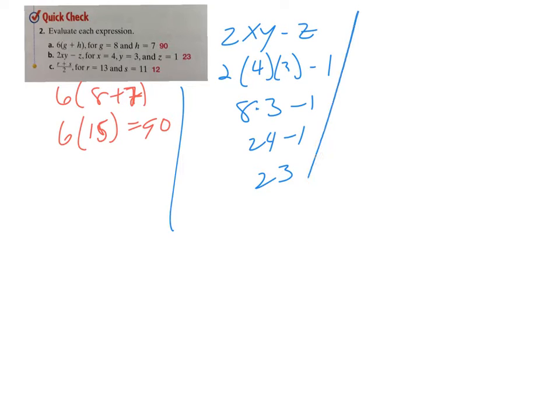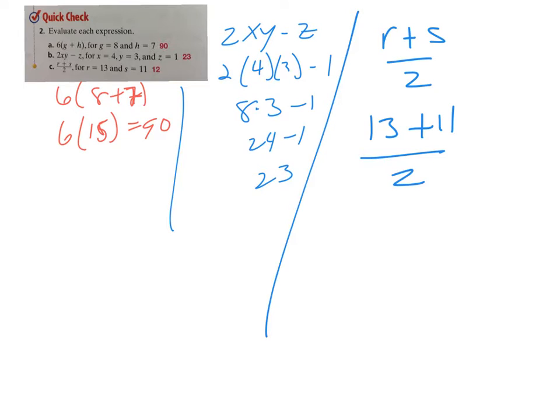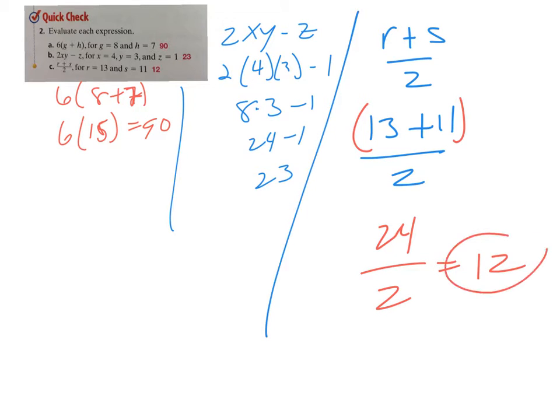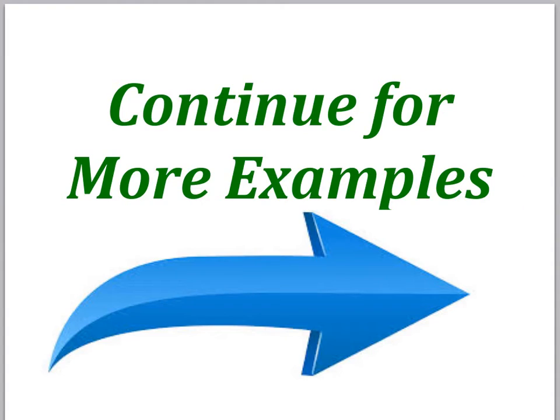And then the third example here, we have r plus s over 2, and we're going to put a 13 in for r and an 11 in for s, all that divided by 2. Order of operations would dictate that we need to add on top, because remember the fraction bar acts as a set of grouping symbols. So we have 24 divided by 2, which is 12. Continue watching for more examples from me.